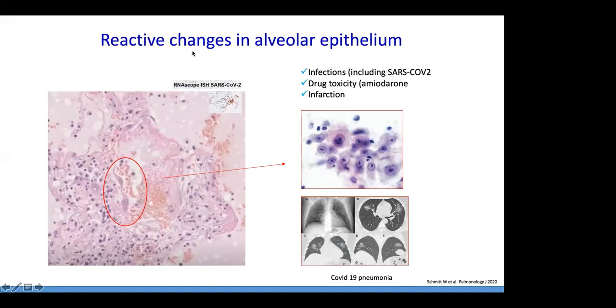So look at this case. This is a case that we had last year. It is a patient with a SARS-CoV-2 infection. And in SARS-CoV-2 infection, the reaction in the alveolar epithelium is very prominent. And as you can see here in the cytology, in the bronchial lavage of this patient, we have very, very atypical cells. But the patient has diffuse lesions around the lung.